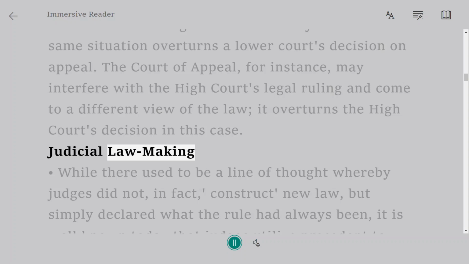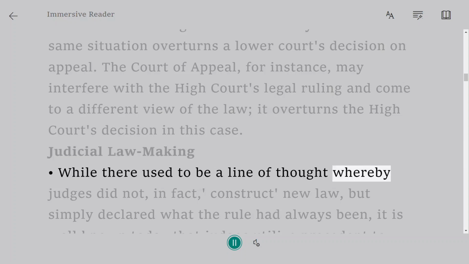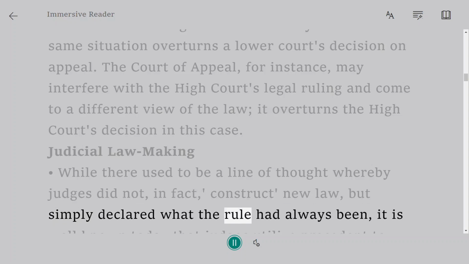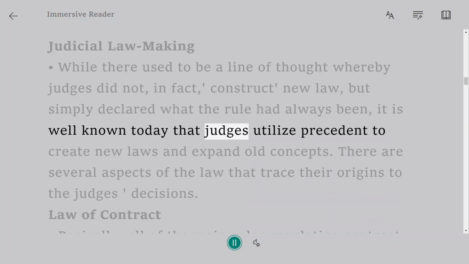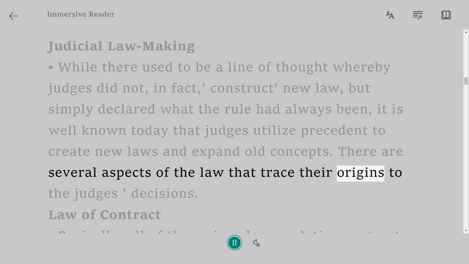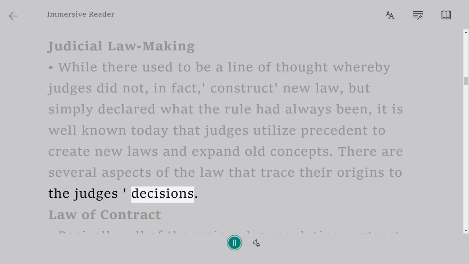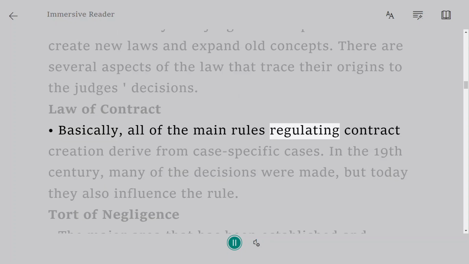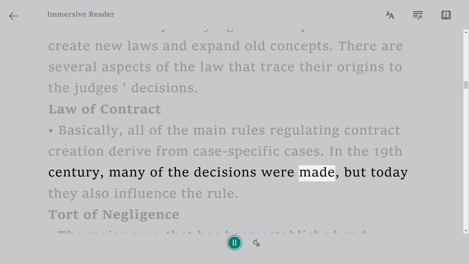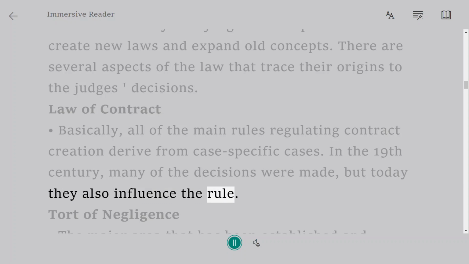Judicial lawmaking. While there used to be a line of thought whereby judges did not, in fact, construct new law, but simply declared what the rule had always been, it is well known today that judges utilize precedent to create new laws and expand old concepts. There are several aspects of the law that trace their origins to the judges' decisions. Law of contract. Basically, all of the main rules regulating contract creation derive from case-specific cases. In the 19th century, many of the decisions were made, but today they also influence the rule.